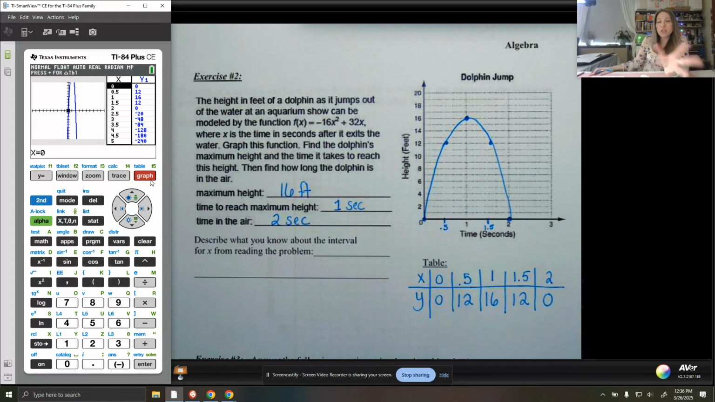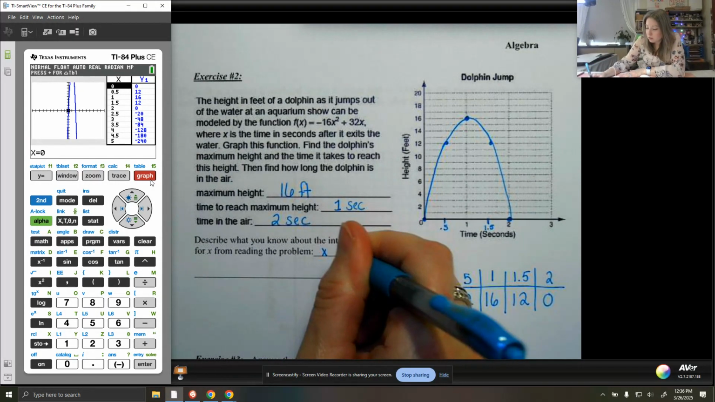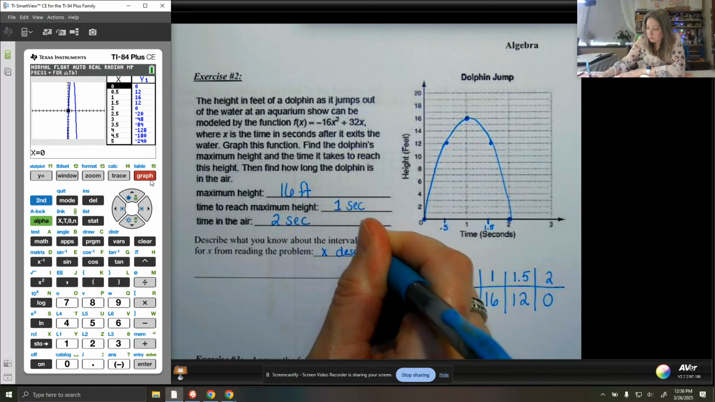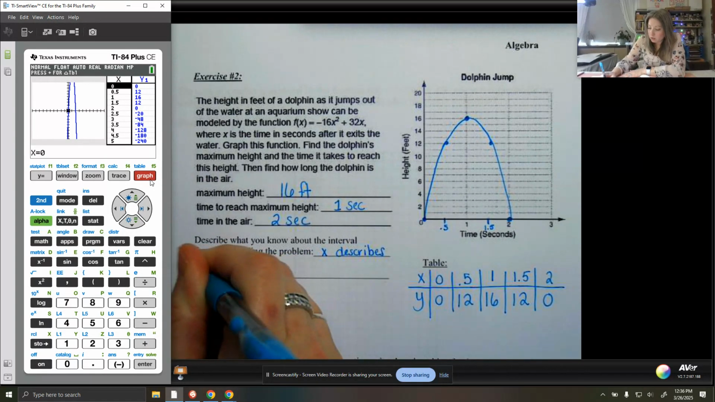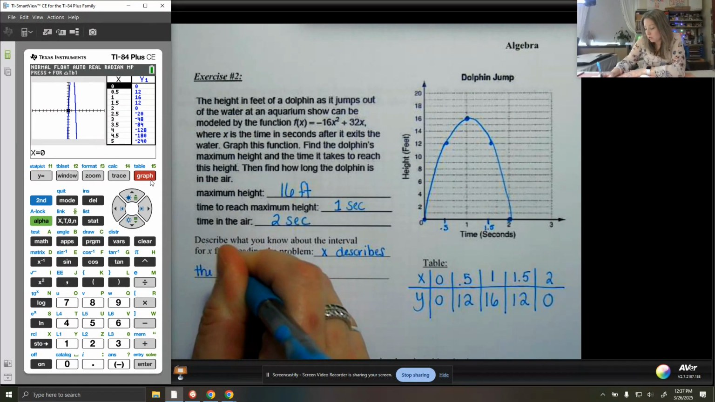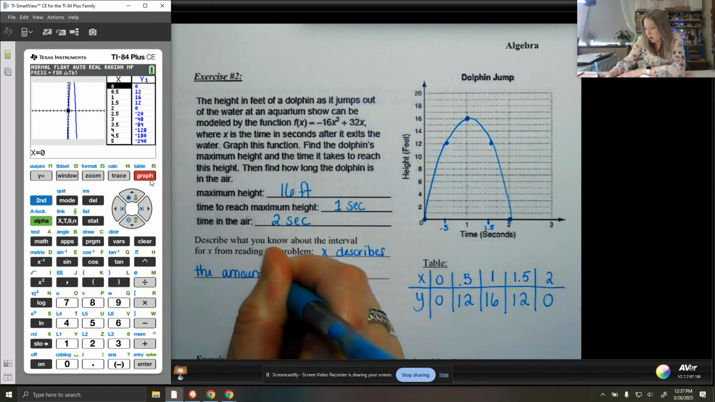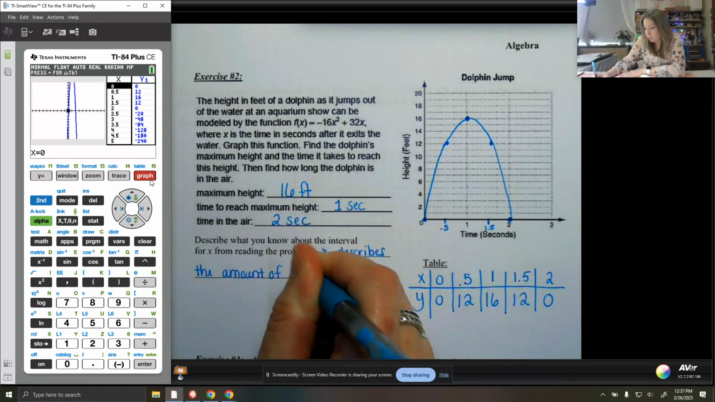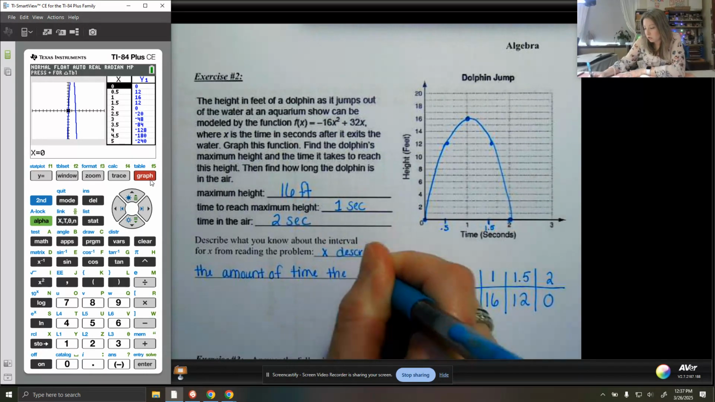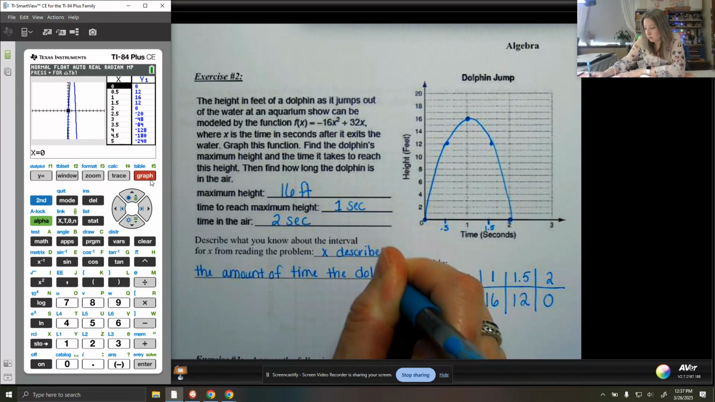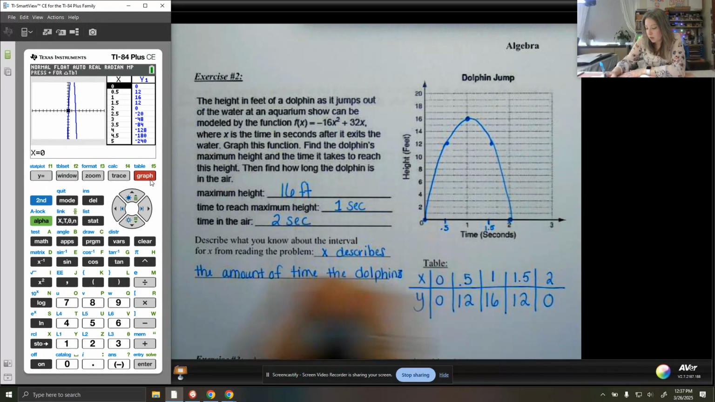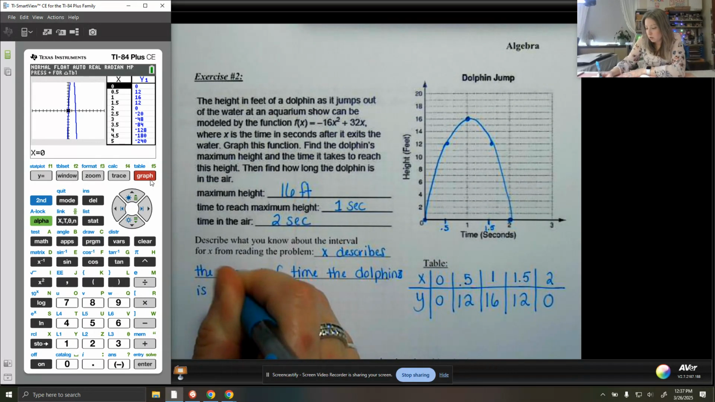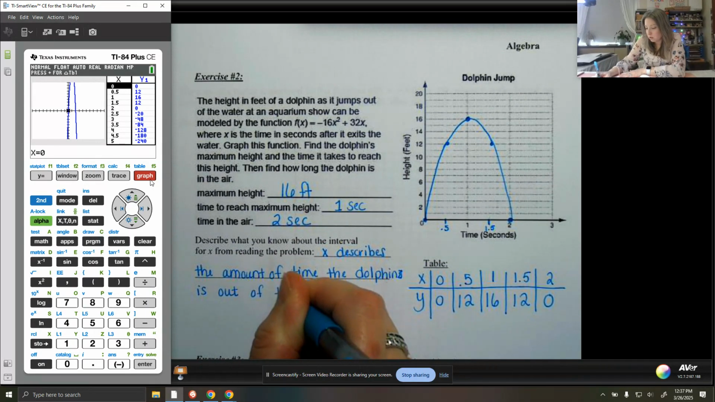And now, this one I added. Describe what you know about the interval for x from reading the problem. Well, x describes the amount of time the dolphin is out of the water.